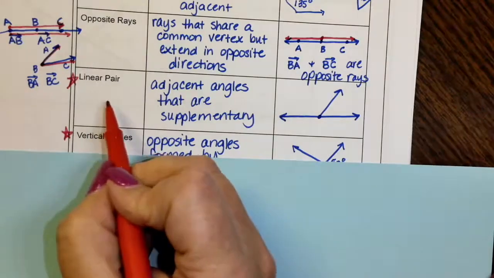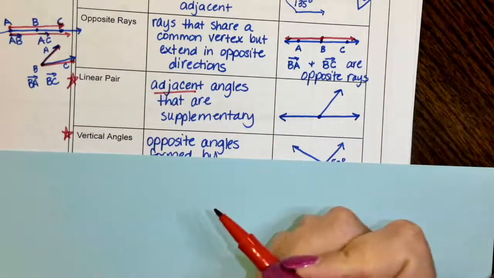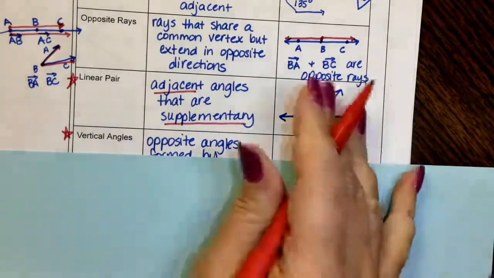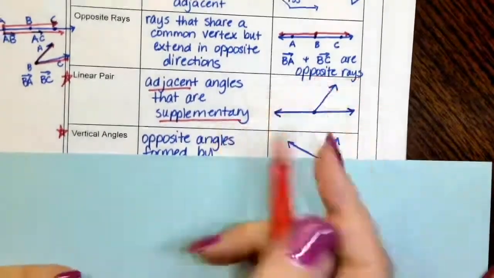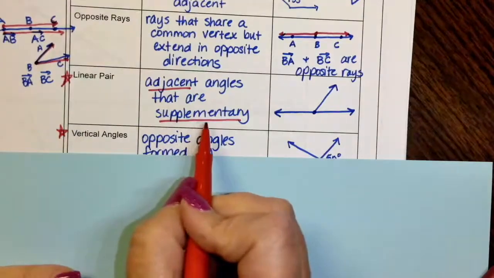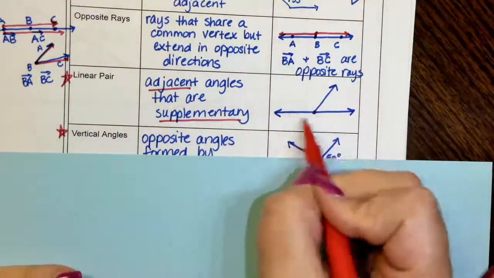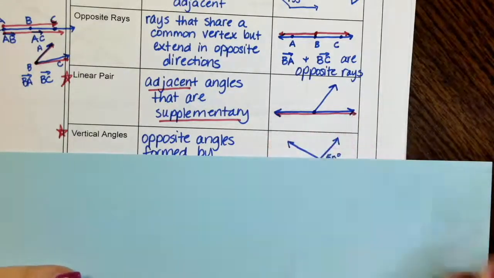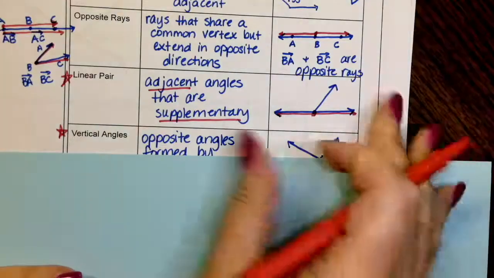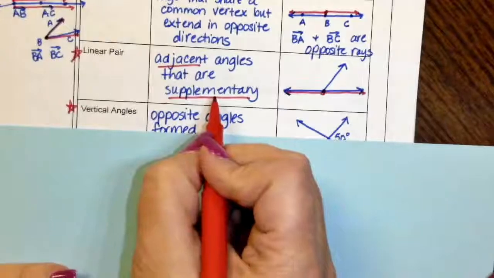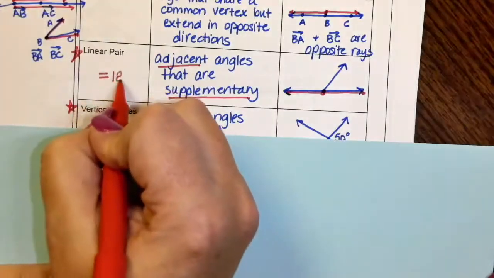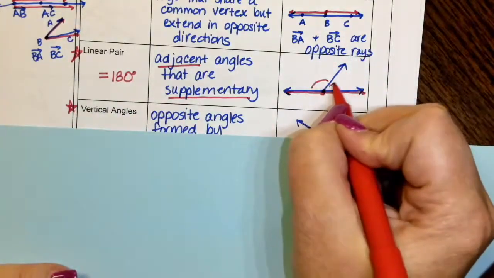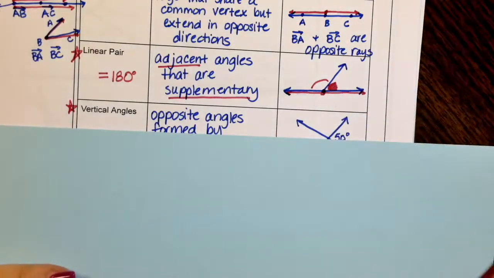So a linear pair are adjacent angles, which means they have to touch, they have to be side by side, and they are supplementary. Remember, to be supplementary, all you had to do was add to 180, but to be a linear pair, you have to be both supplementary and adjacent. So linear pairs will always look something like this. Notice that their non-shared sides form opposite rays, and they're supplementary, which means they are always going to add up to be 180 degrees. Notice these two angles here. They are going to add up to 180 degrees.